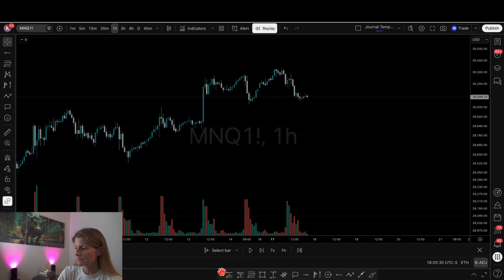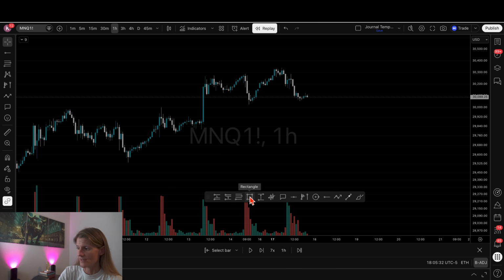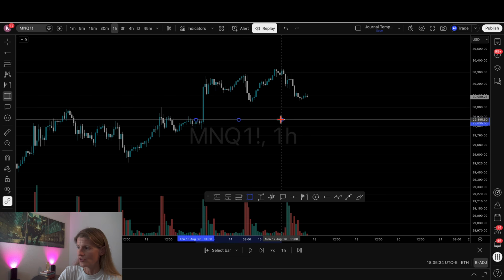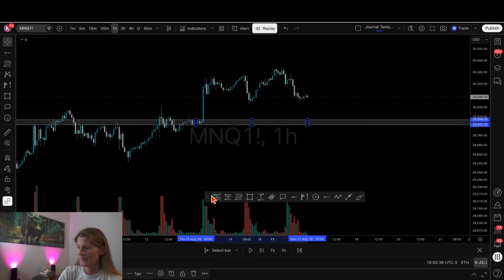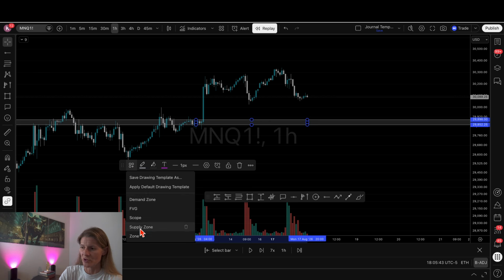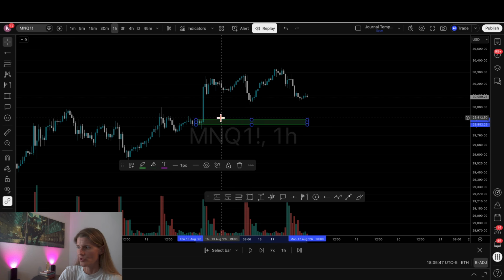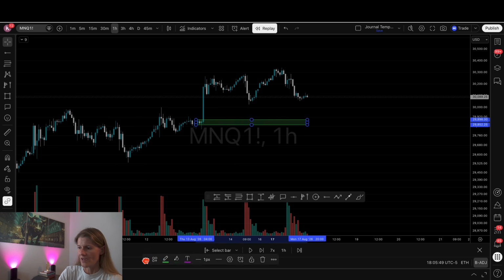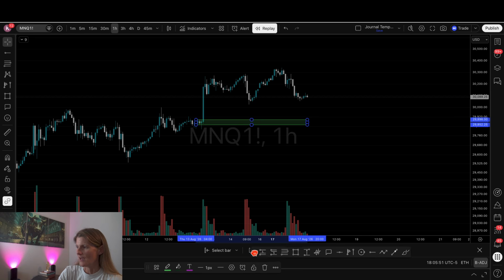All right, so what I do is I have this little rectangle tool and I'll draw a box around that region. And then I have a template that I have labeled demand zone or supply zone just to make it easy. So demand zone, and it makes it a green box. So you guys can do that if you want, but that's how I do it.